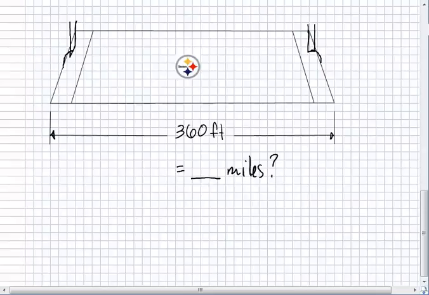It's very easy for anybody to type into Google 360 feet equals how many miles, and it can tell you the answer. That's fine. What I want to see is not the answer. I want to see how you got it. So show me the work on how you got 360 feet into miles. That's the important part you'll be getting marked on for your homework on Tuesday.